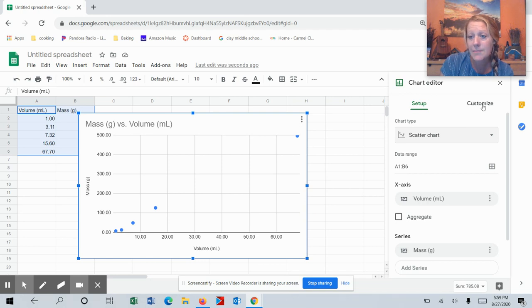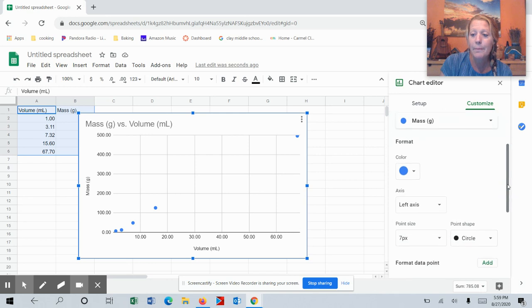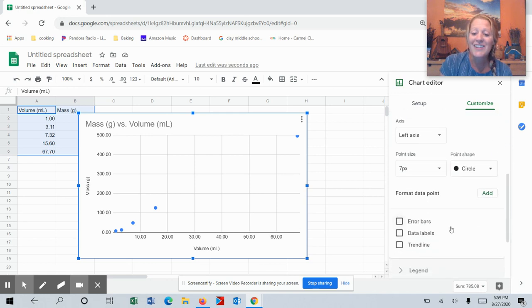Go over to Customize and come down to Series. Go ahead and select Series. Scroll down until you see trend line. I'm going to go ahead and check that box, and it's added a trend line for me.